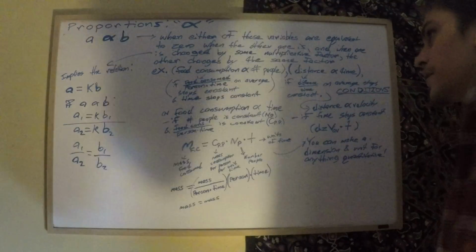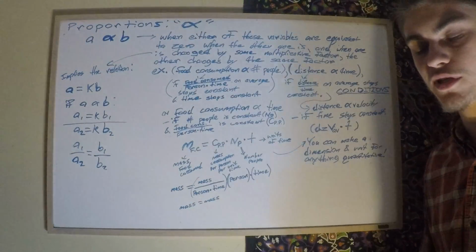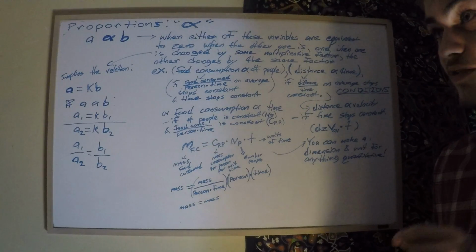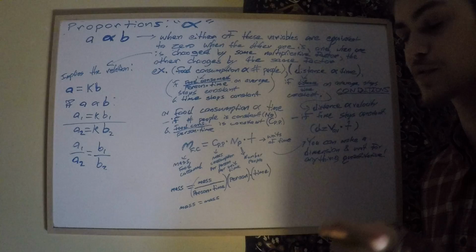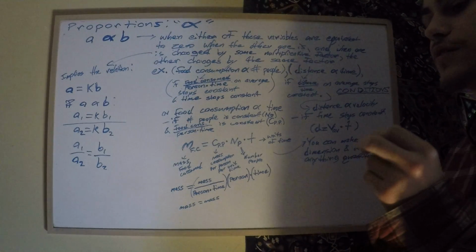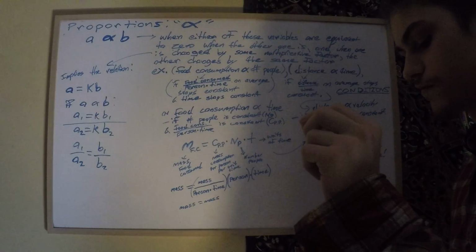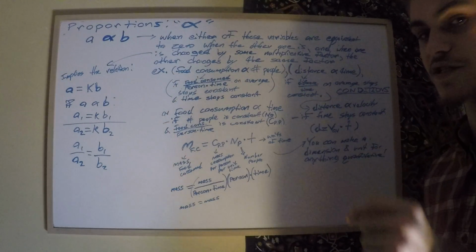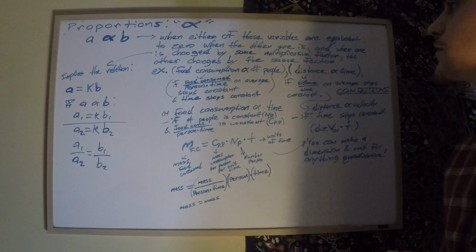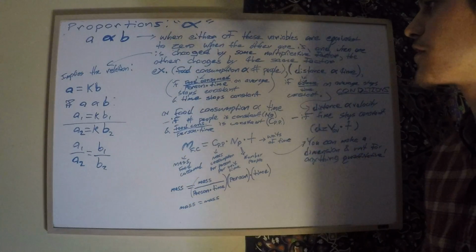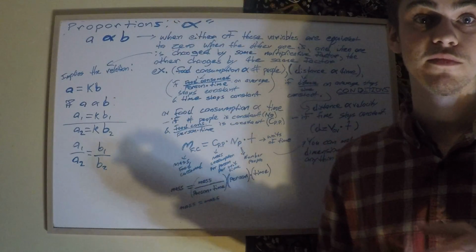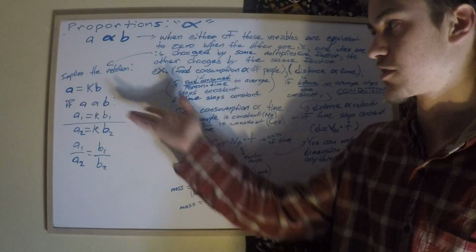So, A is proportional to B if it is the case that when one of either A or B is equal to 0, the other is then equal to 0 as well. And it is also the case that changing one of those parameters by some factor changes the other parameter by that same factor. Those two properties are implied by the relation A is equal to KB. If A is proportional to B, that is the relation that is implied.